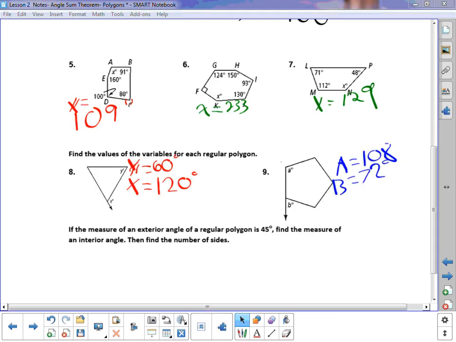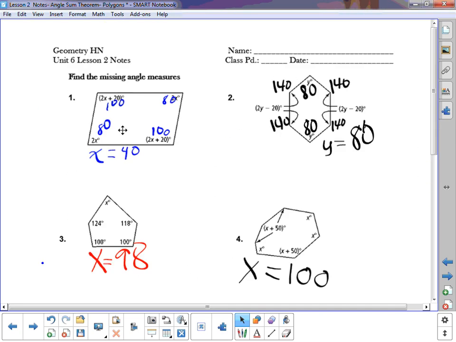Alright, so let's go ahead and take a look at our answers we have so far. Do we agree with number 1? So we've got x is 40, 100, 80, 180. This is correct. Do we have questions on this? Questions on that one? Alright, number 2.